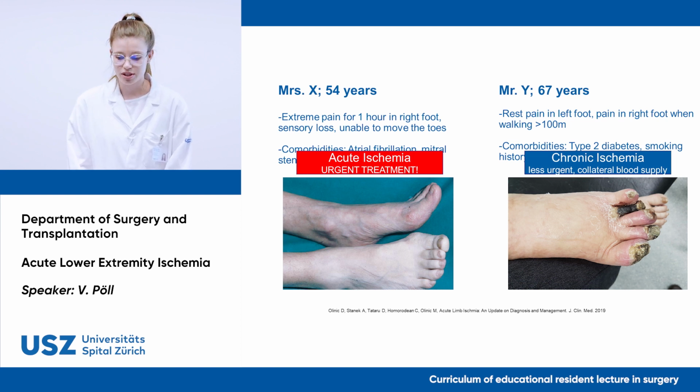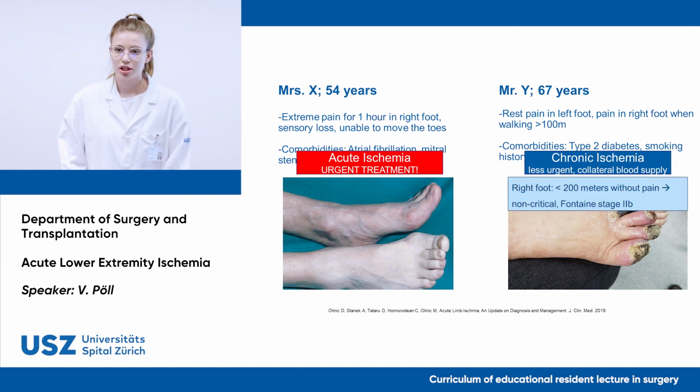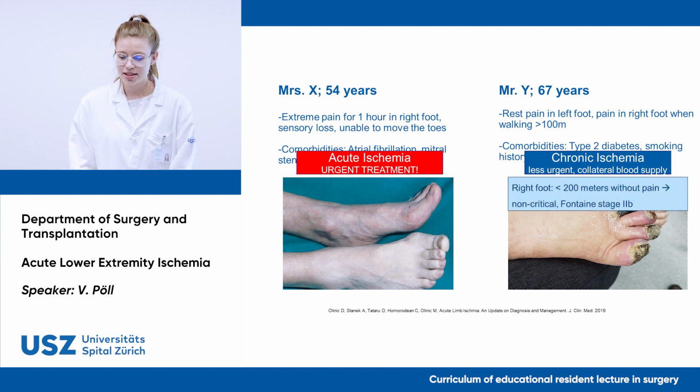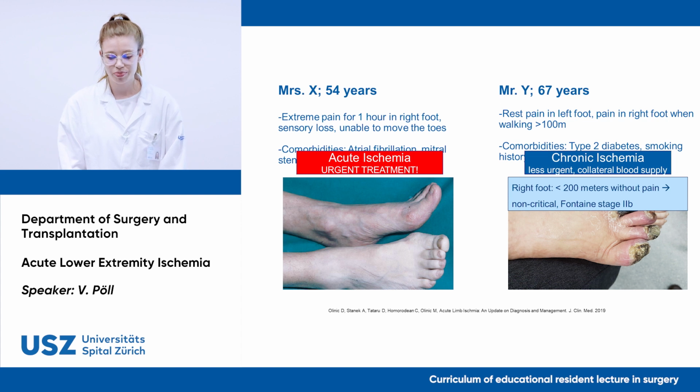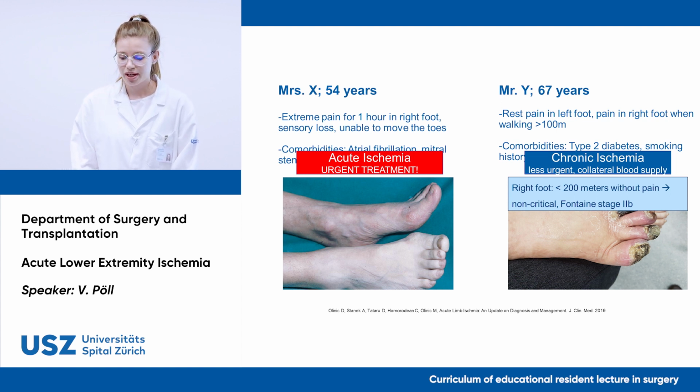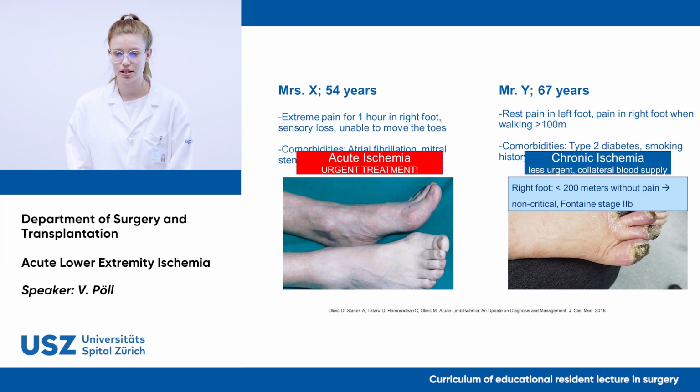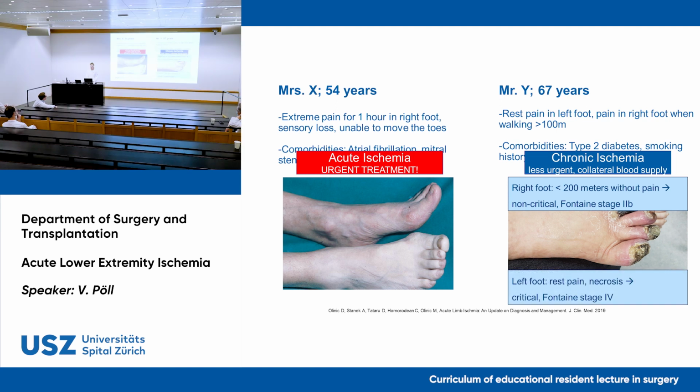have developed over time. So to give you a short recap about Fontaine classification of chronic ischemia, with his right foot, the patient can walk less than 200 meters without pain, so this represents non-critical Fontaine stage type 2B. And on his left foot, we have rest pain and necrotic areas, representing critical Fontaine stage 4.